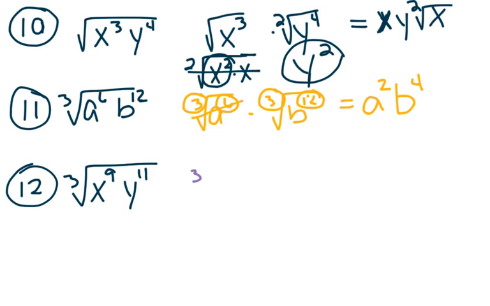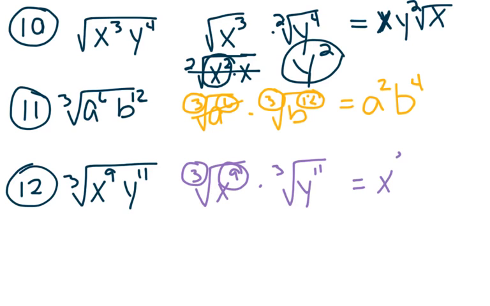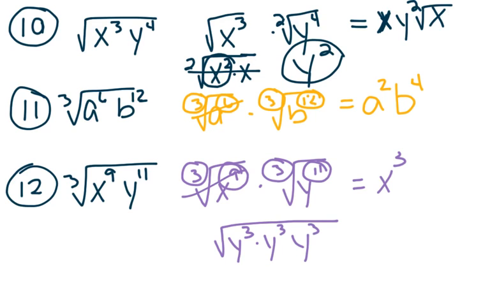So here I've got the cubed root of x to the 9th times the cubed root of y to the 11th. All right, can we divide 9 by 3 evenly? Yes, we can. That gives us x to the 3rd. Okay. Can we divide 11 by 3 evenly? No, unfortunately we can't. So I'm going to do my y to the 3rd, y to the 3rd, y to the 3rd. That's 9. I need 2 more to make 11.